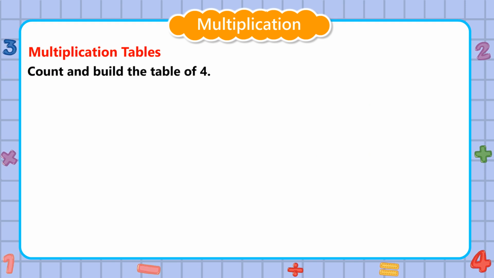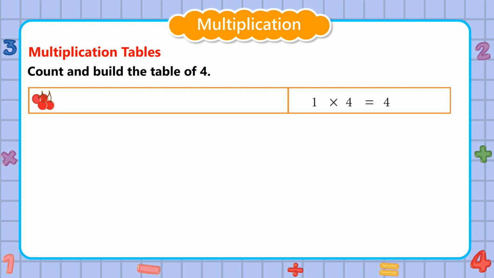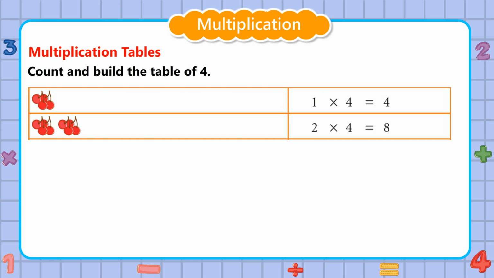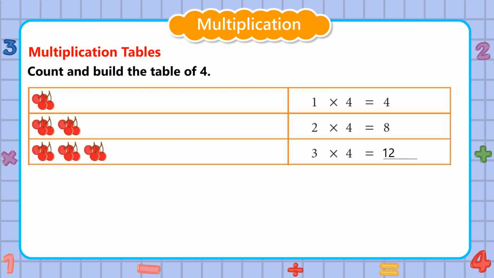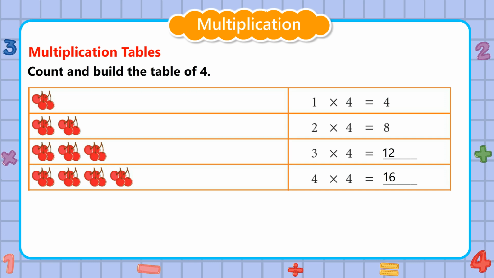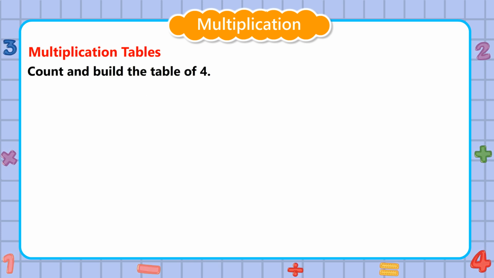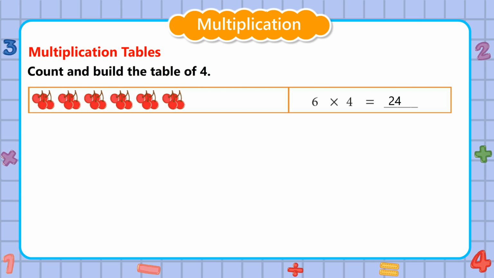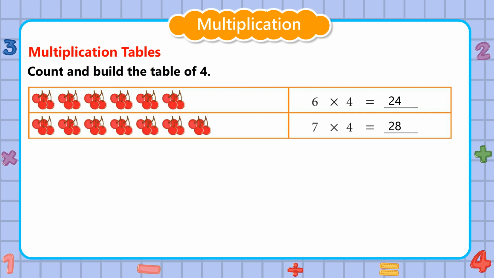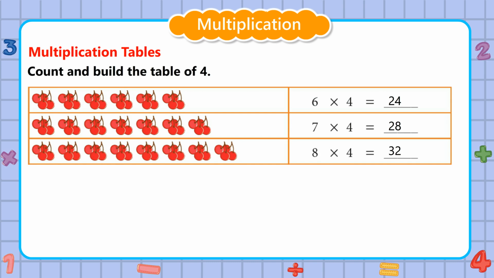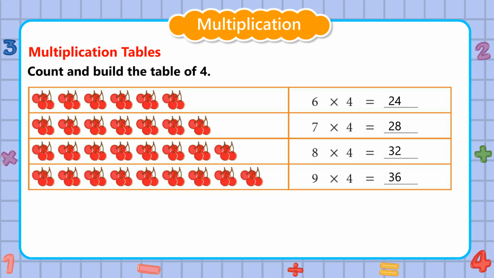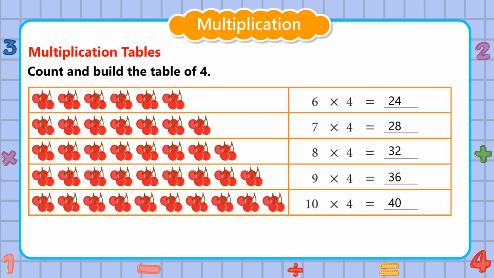Count and build the table of 4. 1 multiplied 4 is equal to 4. 2 multiplied 4 is equal to 8. 3 multiplied 4 is equal to 12. 4 multiplied 4 is equal to 16. 5 multiplied 4 is equal to 20. 6 multiplied 4 is equal to 24. 7 multiplied by 4 is equal to 28. 8 multiplied by 4 is equal to 32. 9 multiplied by 4 is equal to 36. 10 multiplied by 4 is equal to 40.